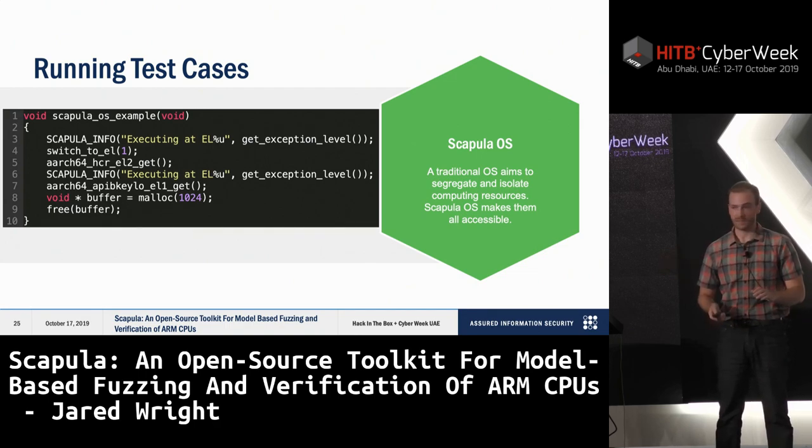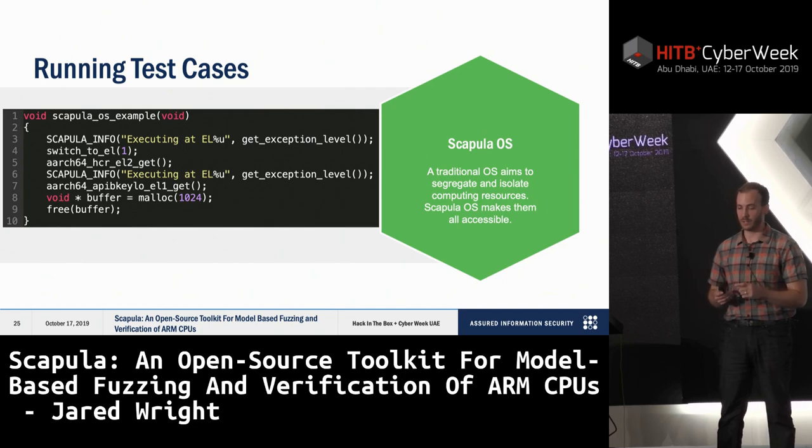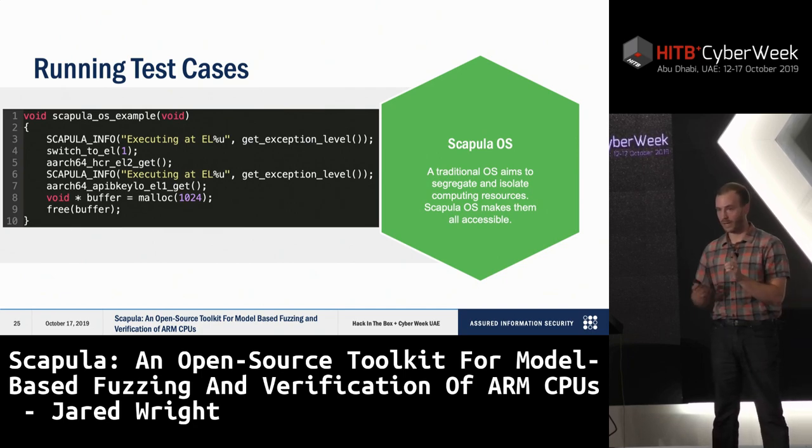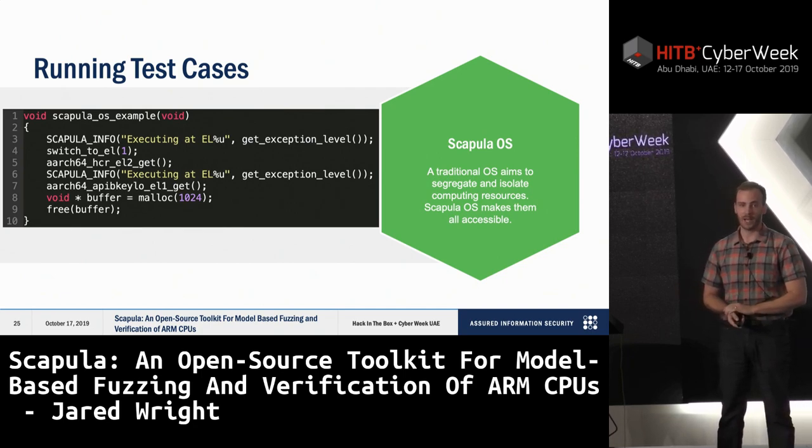So Scapula OS has the exact opposite goal of this. It tries to break down as many privilege boundaries as possible so that you can have one thread of execution, if you will, that can span all of the security states on the processor.